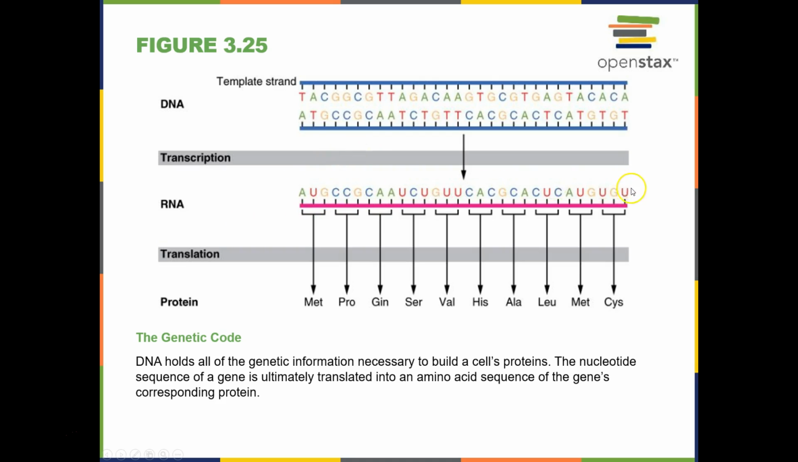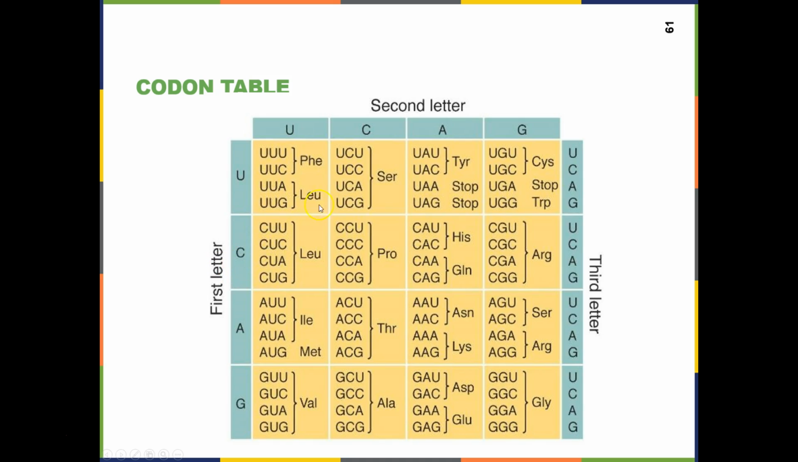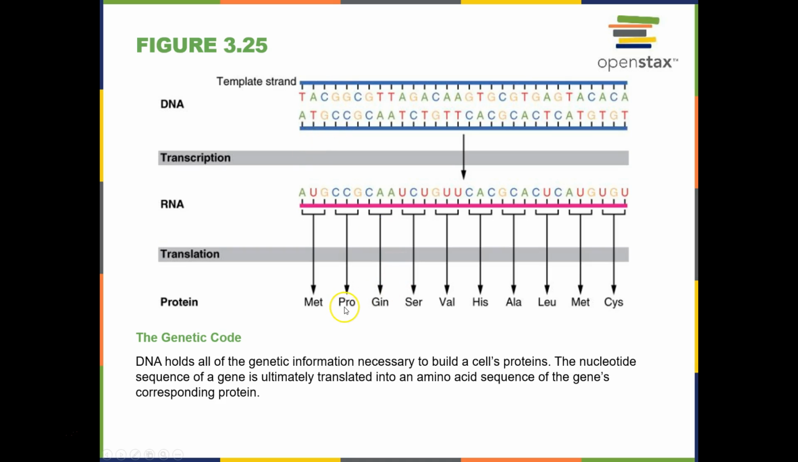So once we have our transcript, we can then translate it on that ribosome. AUG codes for methionine. CCG, if we go back, here's C, C, and there's G, so that's proline. And if you look, they have proline written here. So if you go along this, you'll find all of the different codons code for these different amino acids.